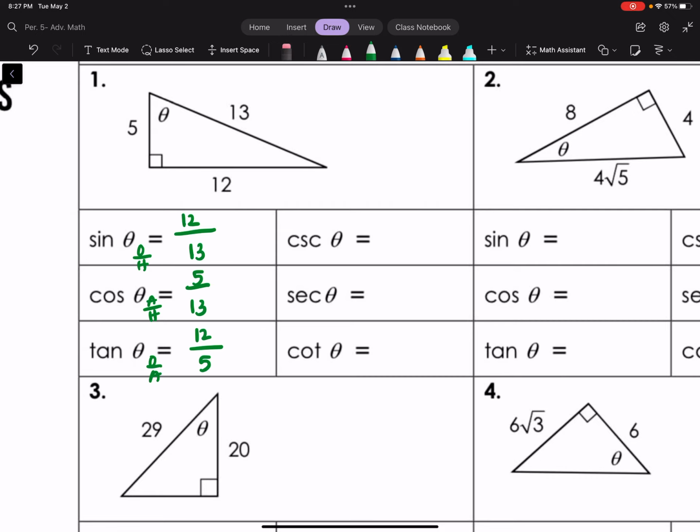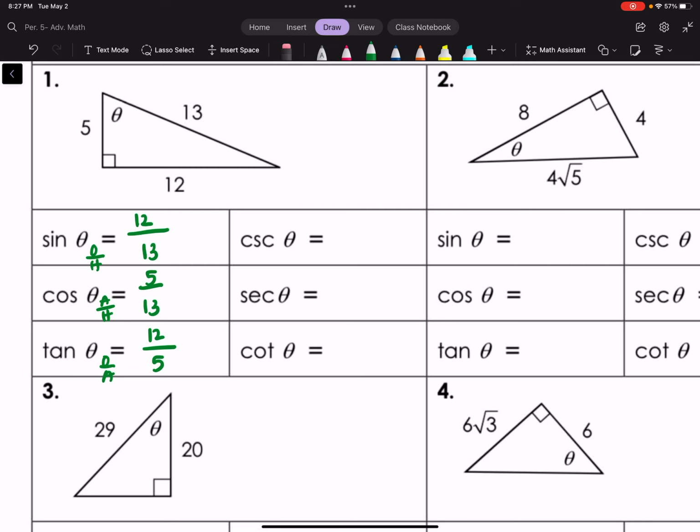Now let's go ahead and create the cosecant, the secant, and the cotangent ratios. The cosecant of theta is pretty much me taking the sine ratio and taking the reciprocal of it. So rather than 12 over 13, that would be 13 over 12. The secant would be taking the cosine and taking the reciprocal, so this would be 13 over 5. And then lastly, the cotangent would be taking the reciprocal of the tangent, which would be 5 over 12.